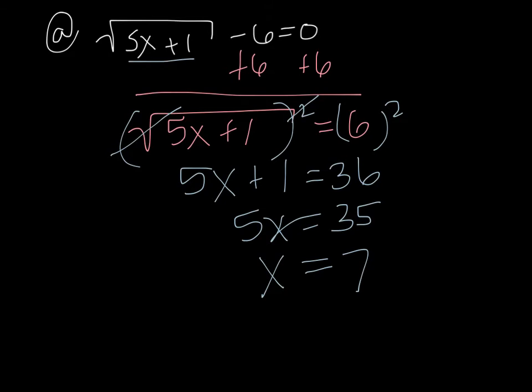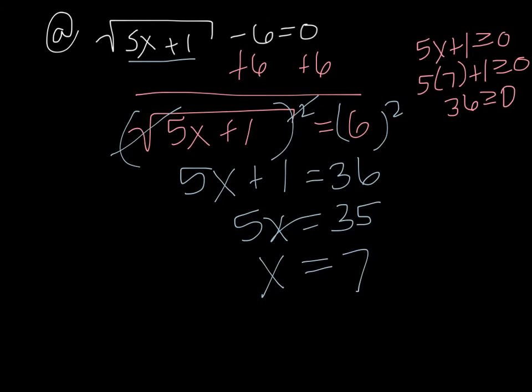So I know that I'm taking the square root of 5x plus 1. I'll just do this in pink. So I know that 5x plus 1 has to be greater than or equal to 0. Again, you can solve for x and make sure that x is in our domain, or you can just plug it in. So I know that 5 times 7 plus 1 is bigger than or equal to 0. So 36 is bigger than or equal to 0, so this is our answer.